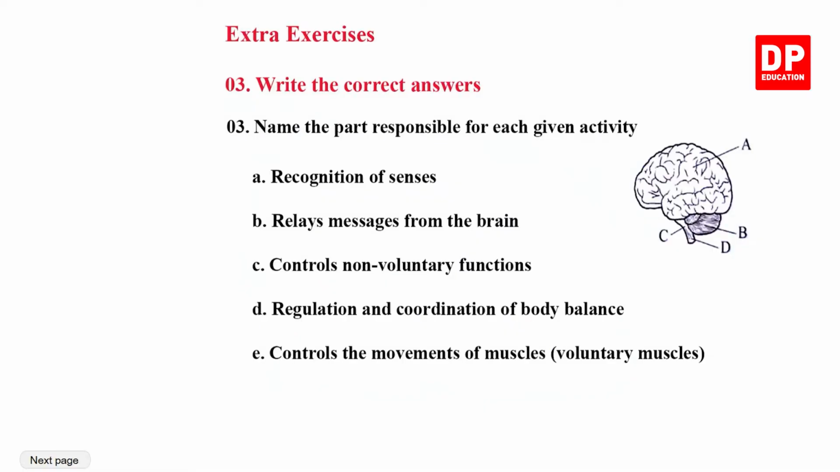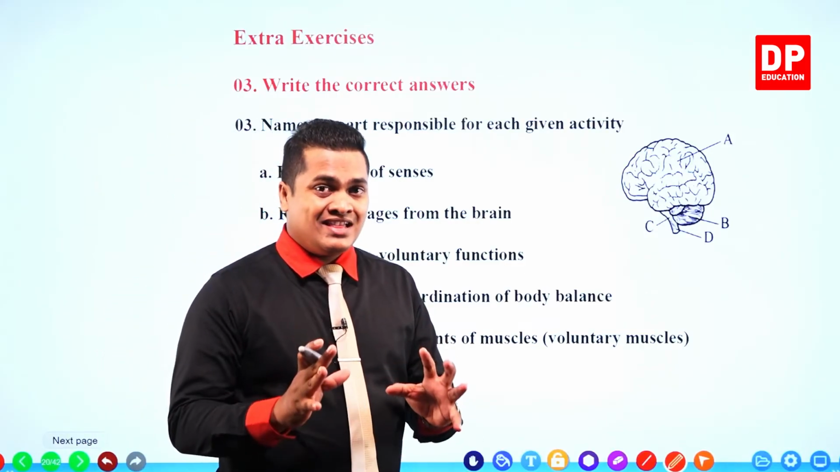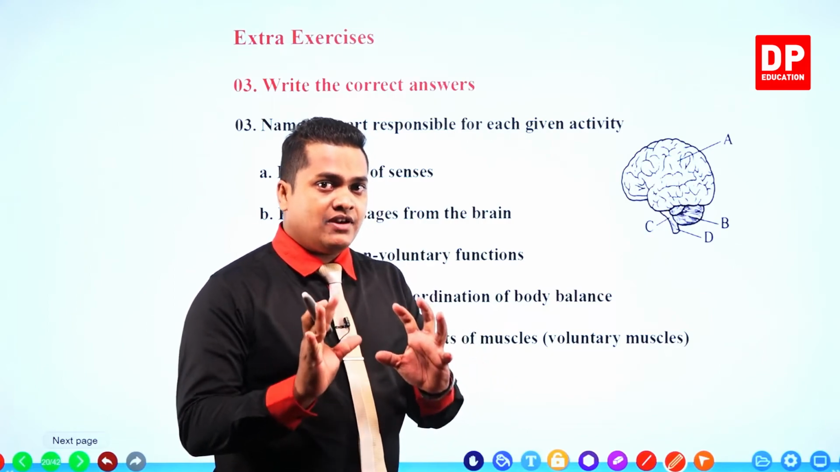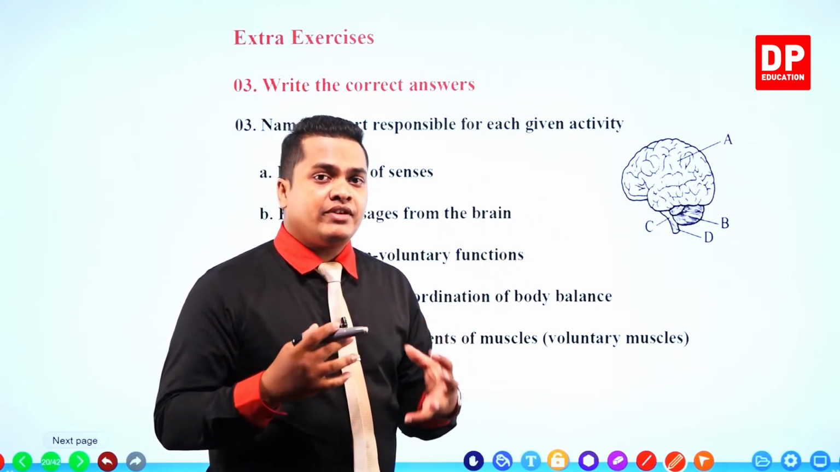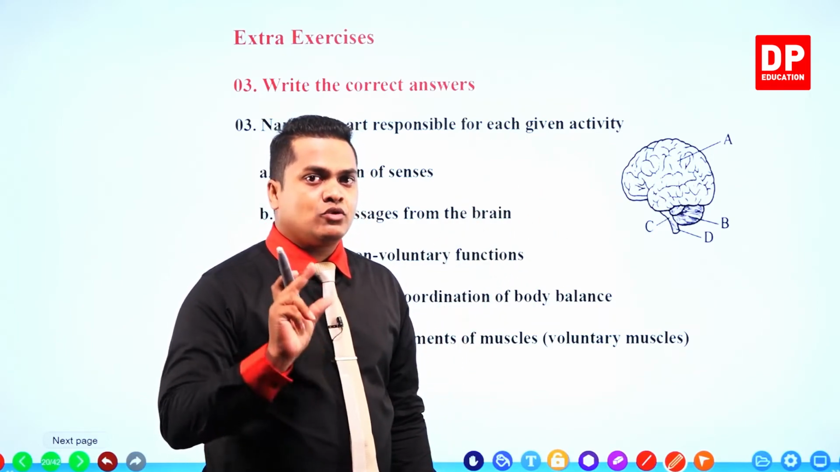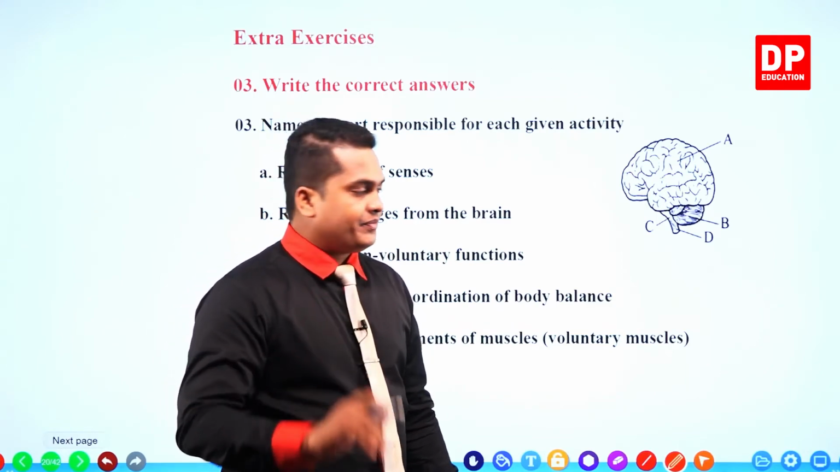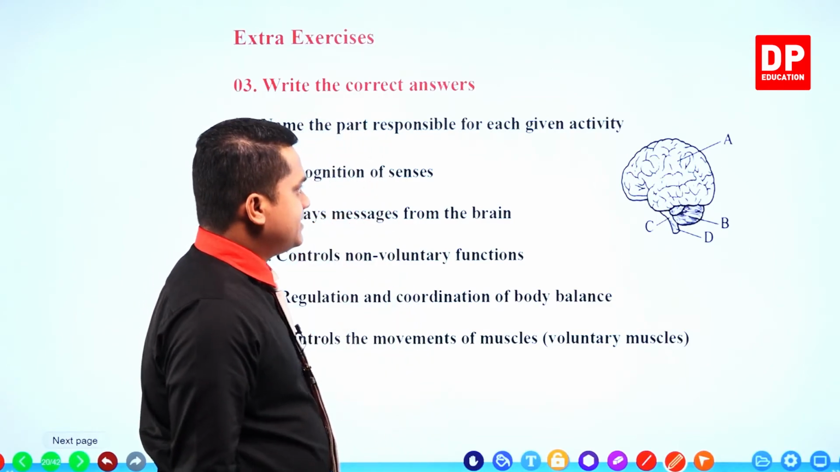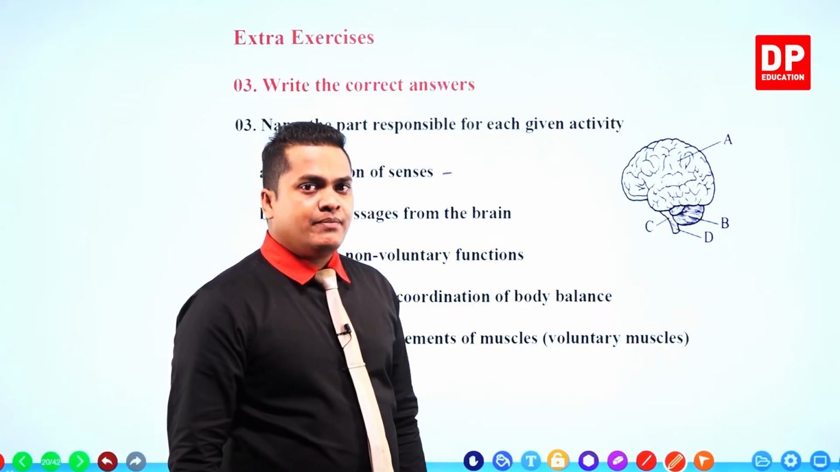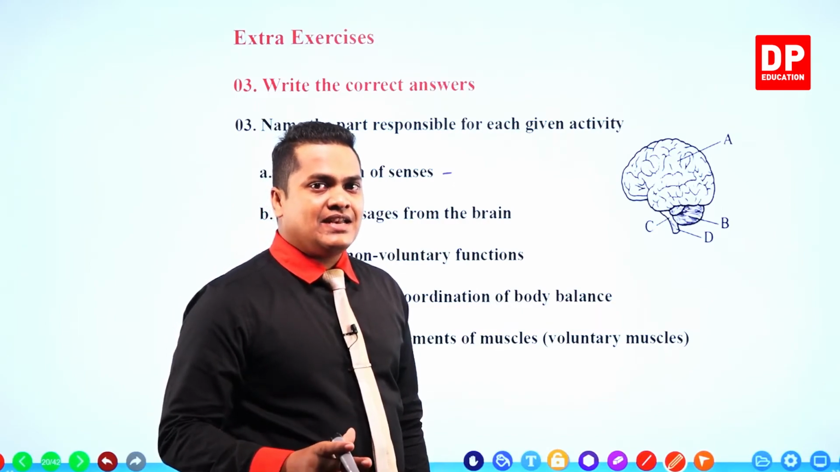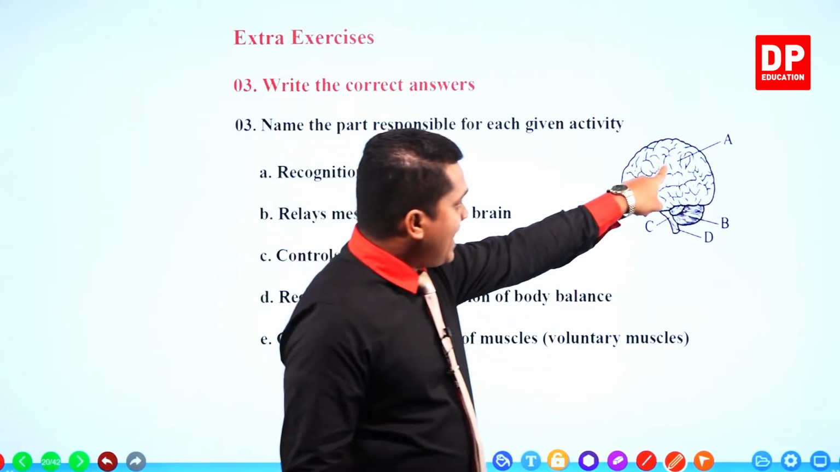Name the part responsible for each given activity. For each of the given activities here, you have to write down the part which is responsible. So it's important to write down the letter which corresponds to the correct given part. Don't write the name, my dear children. By using the figure, you have to give the answer. So remember to mention the letter, not the name. First one, recognition of sensors. Sensors all are getting stored within the memory of the brain, and the memory of the brain is getting activated from the cerebrum. So A, cerebrum.